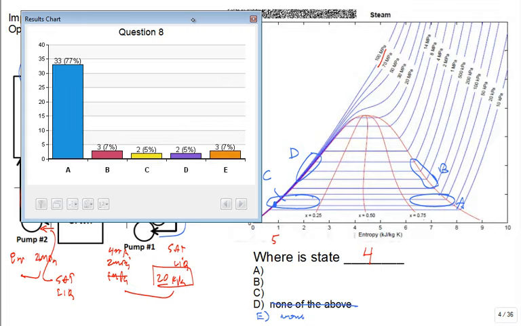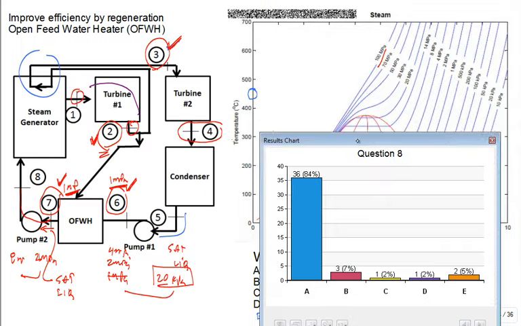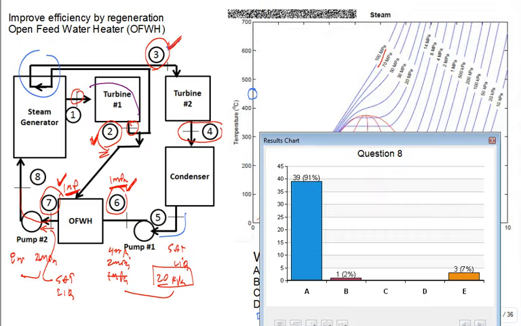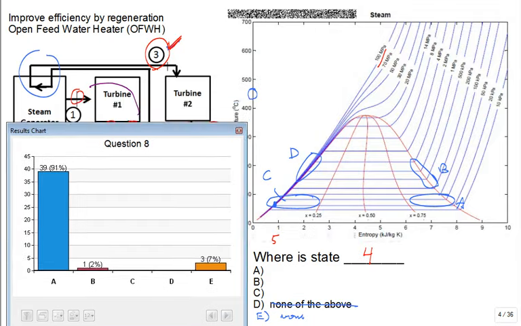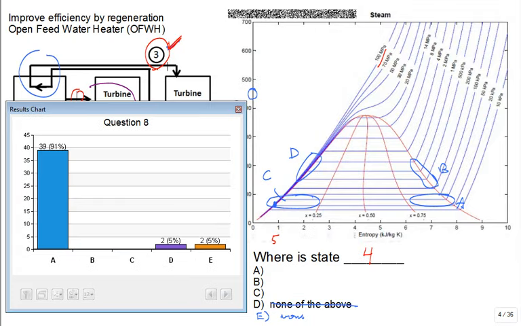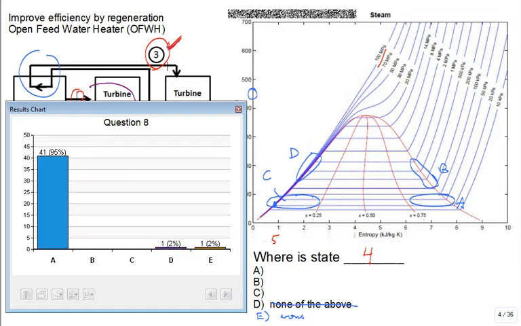State 4 is just after turbine 1, right? State 4, I covered it up. It's right after the second turbine. Right after the second turbine. Now I'd encourage you with 19 seconds left to rush to the correct answer. And I think we'll go ahead and stop. Look at that. We have 100% correct.